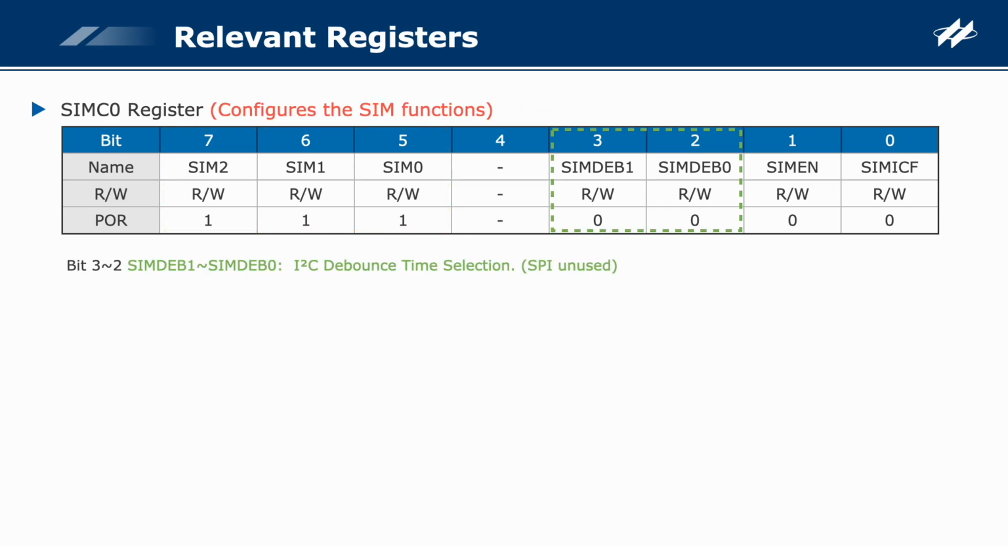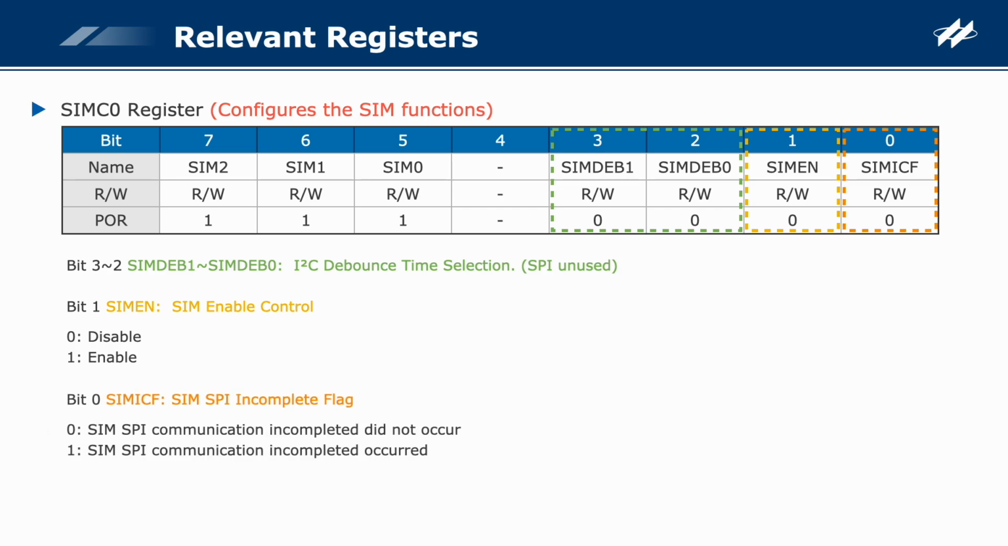The SIMDEB1 and SIMDEB0 bits take effect only when the SIM is configured to the I2C slave mode, which will be introduced in the I2C course. The SIMEN bit is the SIM enable or disable control bit. The SIMICF bit takes effect in the SPI slave mode and is used to detect whether the data transmission is normally completed.